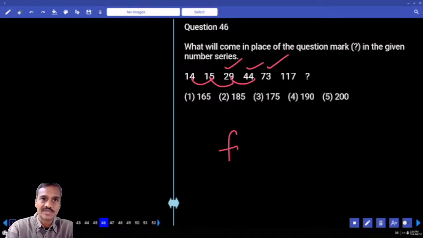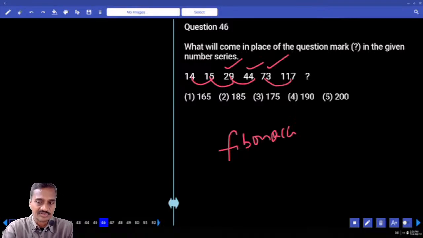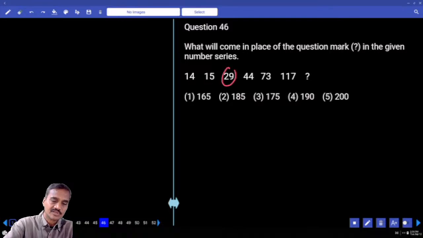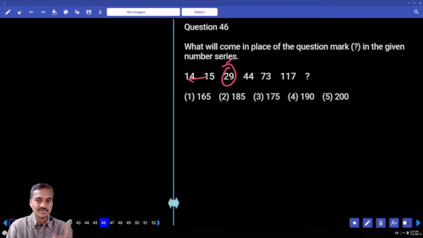And it comes in which category? Fibonacci series. Clear? And Fibonacci series 73 plus 117. 73 plus 17, 90. 190, choice 4. Now Fibonacci series, and starting with the third number. Every number is the sum of its previous two numbers. 14 plus 15, 15 plus 29, 29 plus 44, and so on.